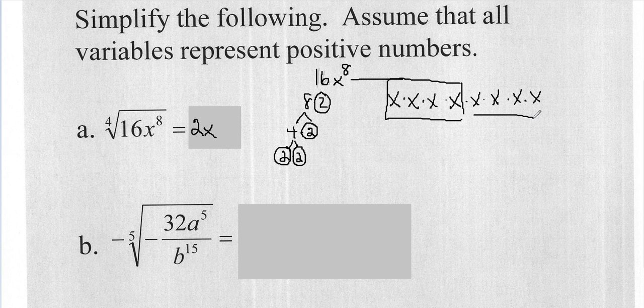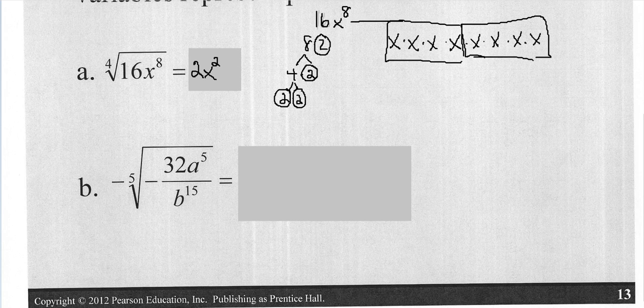And here's 4 more here. I'll take another x out. And I'll write it as squared. X times x, or x squared. So there's my 4th root of 16x to the 8th. Okay? Make it a project. Make it fun.